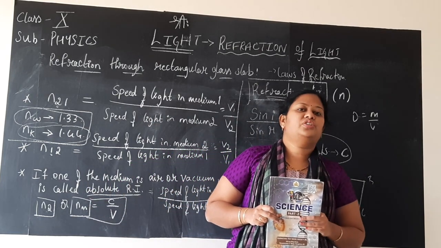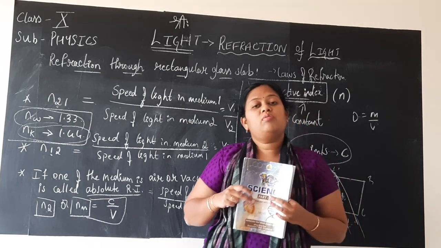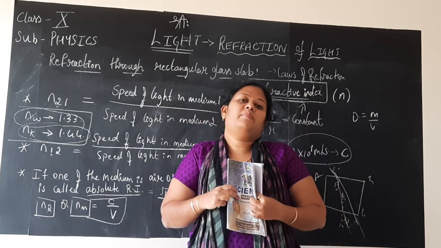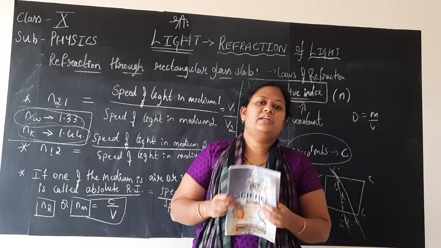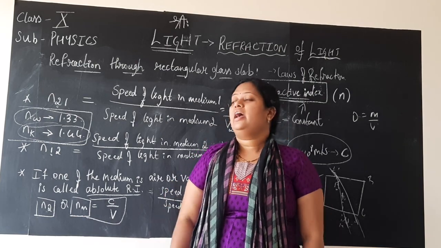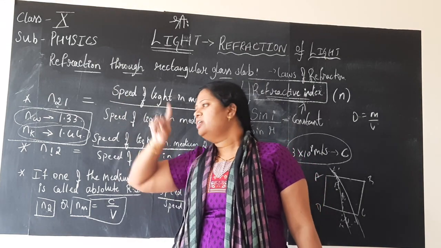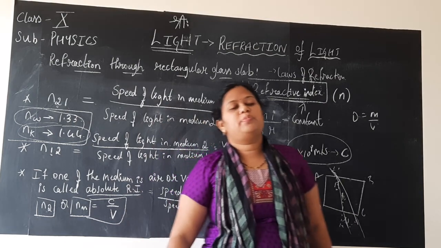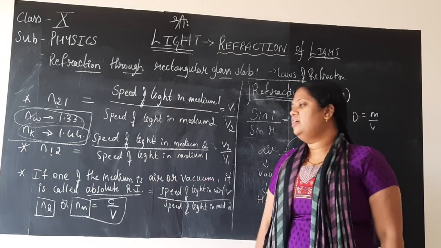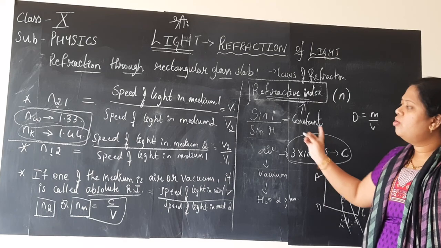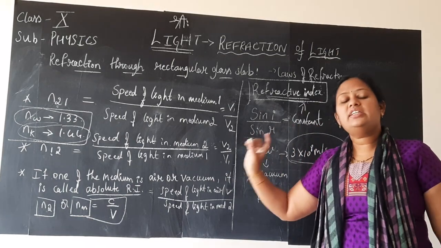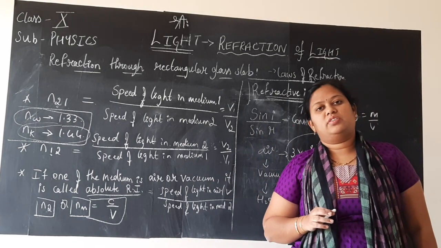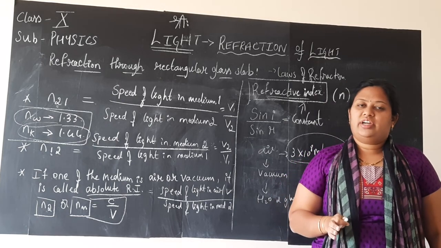In the next session, we shall be discussing how the process of refraction will take place through spherical lenses. Till then, please read the textbook and draw the rectangular glass slab refraction process. Draw it once, check that the rays are parallel, go through all the definitions and read the textbook. Any doubt, you can ask me. Please read the textbook. Don't forget, children. Thank you.